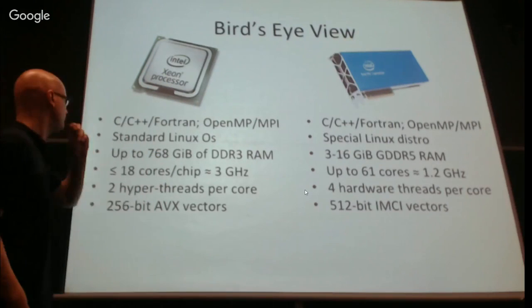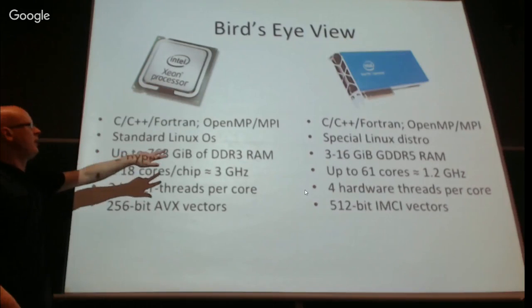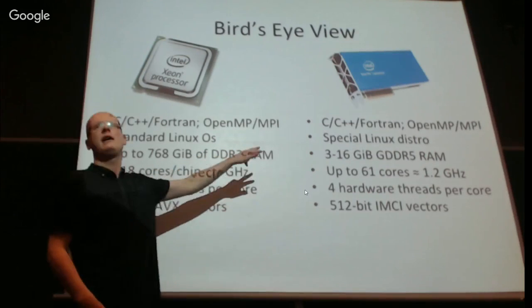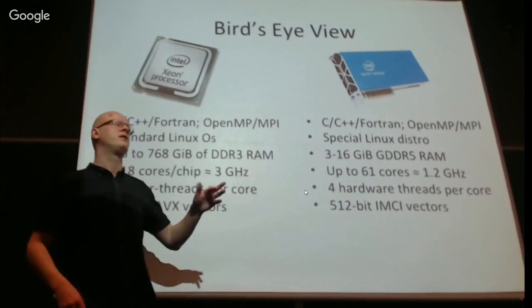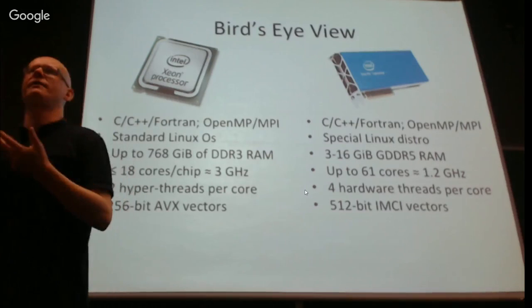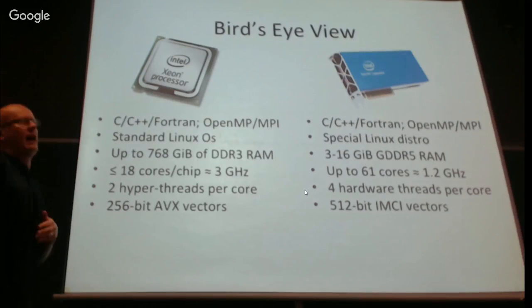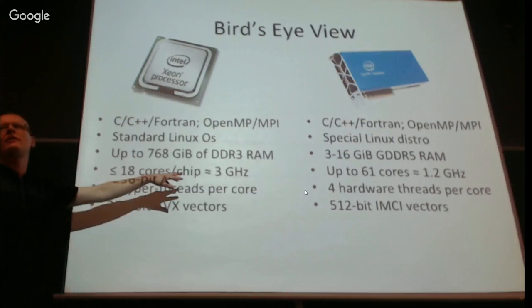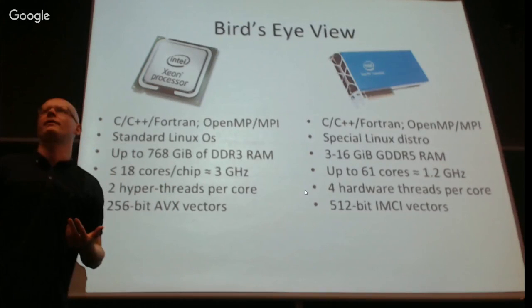Up to 768 gigabytes of DDR3 on the Xeon. 3 to 16 gigabytes on the Phi, and that reflects those differences in SKUs that I mentioned earlier on. GDDR5 RAM, okay, it's slightly faster RAM. It's the type of RAM you'd see in a GPU rather than an x86 processor. In and around 18 cores, so the Broadwell has 18 cores per socket. Typically, you can get different SKUs of that as well, but you can get up to 18 cores on Haswell at least per chip. And each of these are in around 2.5 to 3 gigahertz in terms of clock speed per core.